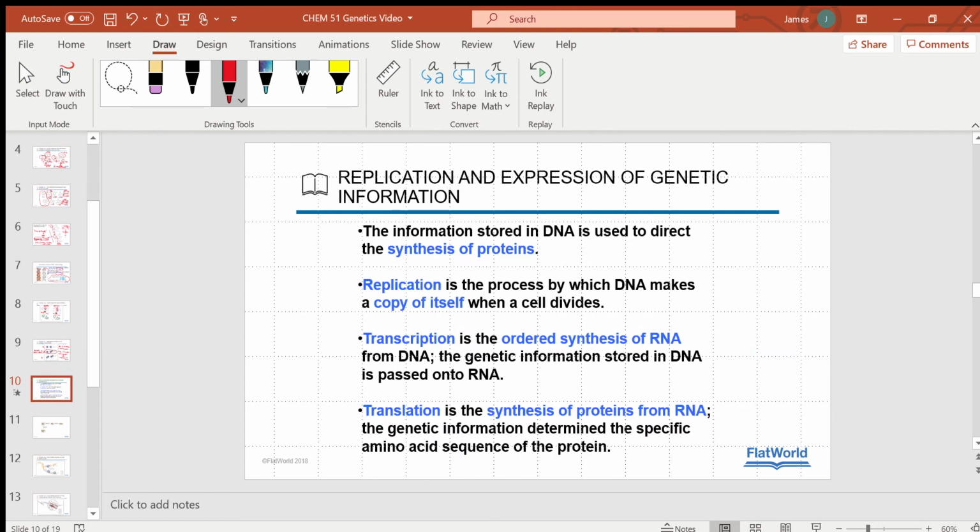Okay, some vocab here. Incidentally, we're about halfway through the slides. There's about 19 slides here. So we're about halfway through. Try and keep it under an hour.